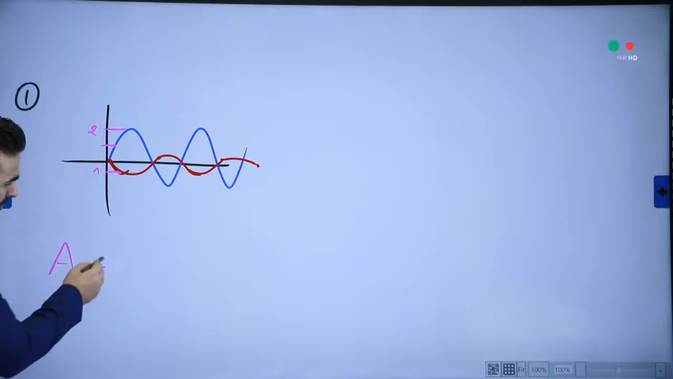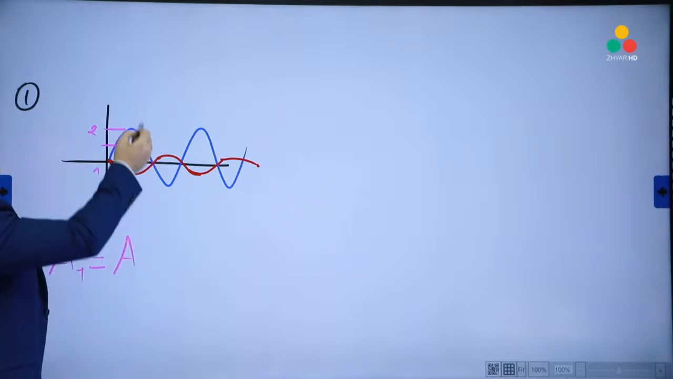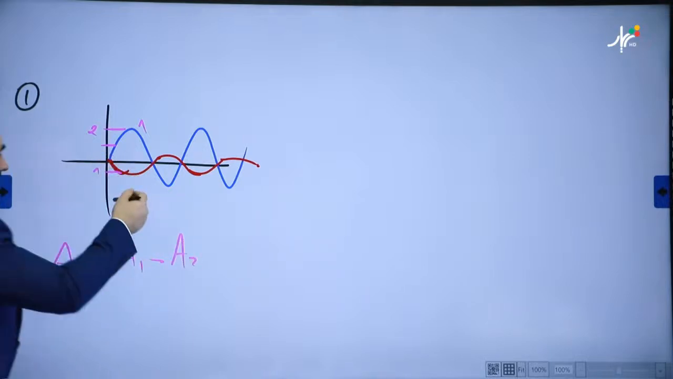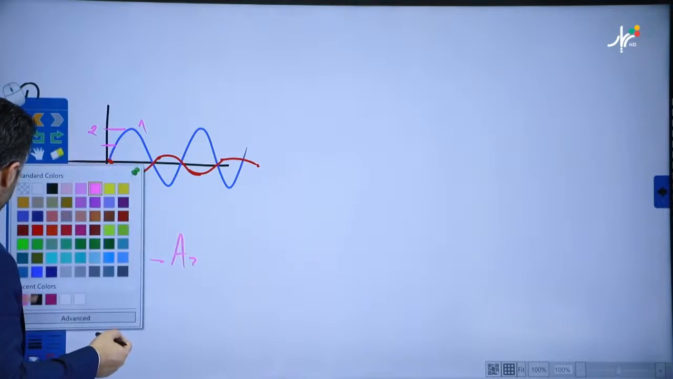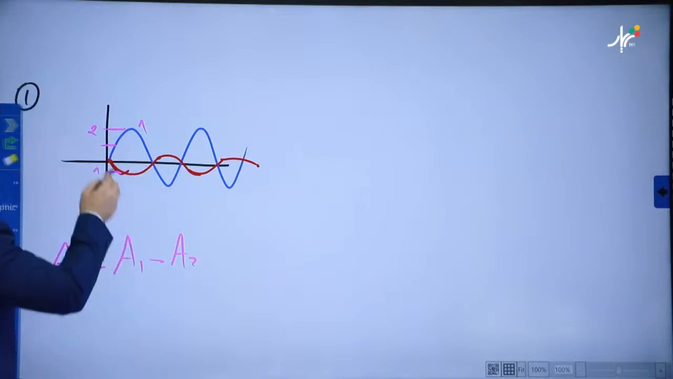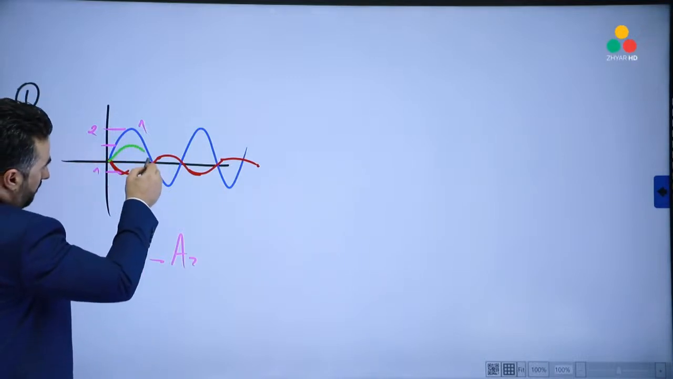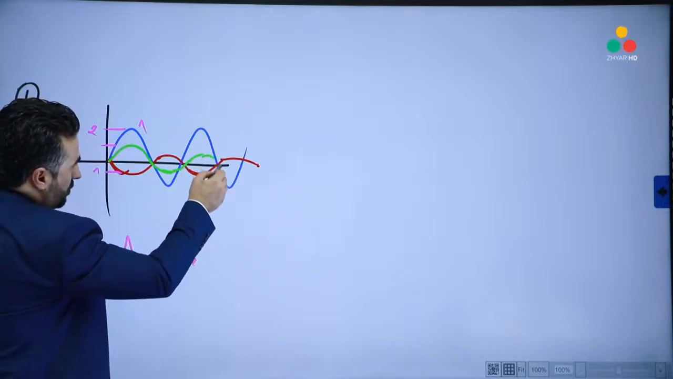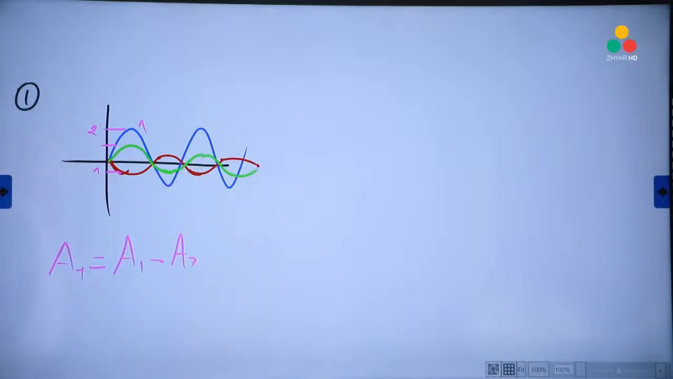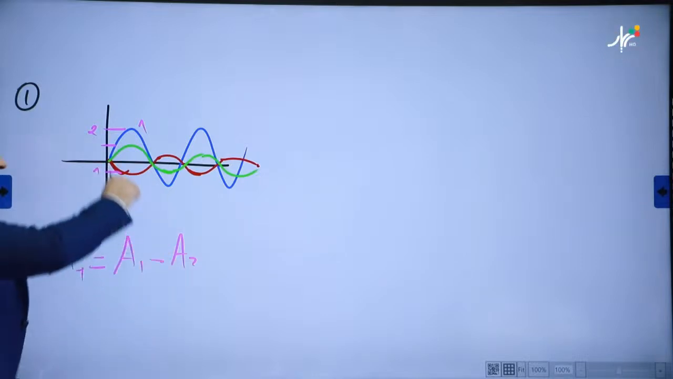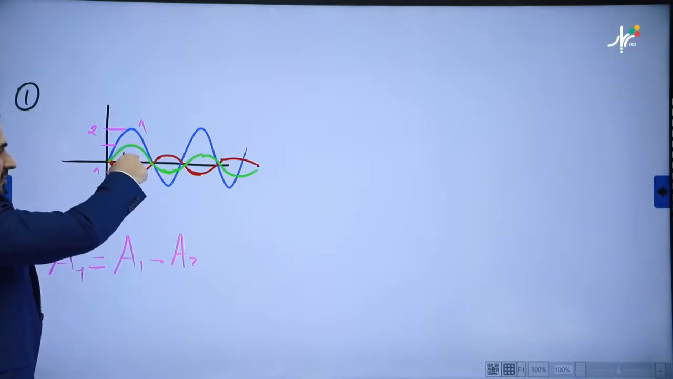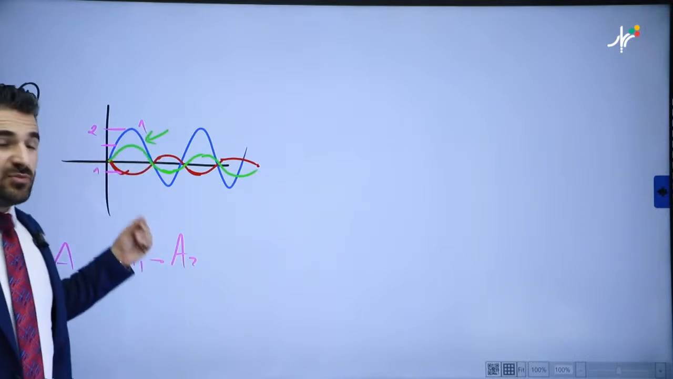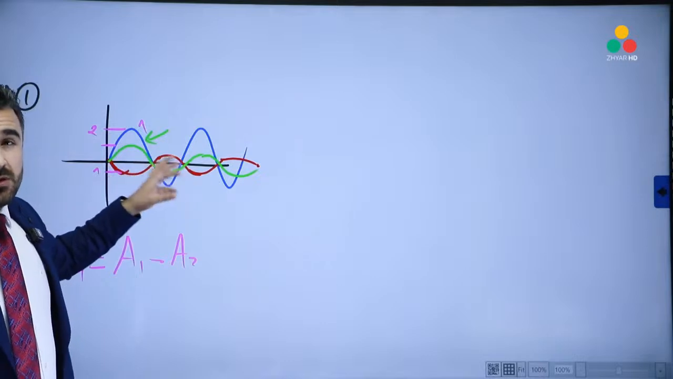So the resultant amplitude is going to be the amplitude of the bigger wave, number 1, minus the amplitude of the second wave, which is 1, because this one is bigger. As a result, we will get this amplitude here. Let's use green this time. So we will get something like this, and this green one represents the resultant amplitude. You can see that the amplitude of the resultant wave is smaller than the amplitude of the bigger wave. We cannot say it is smaller than the amplitude of both of the waves.